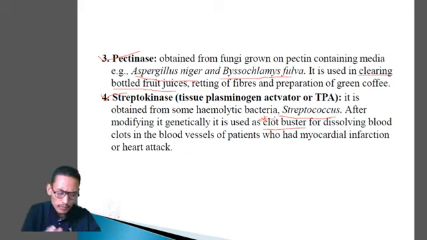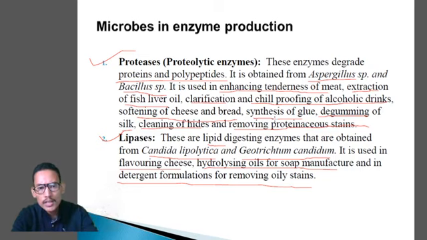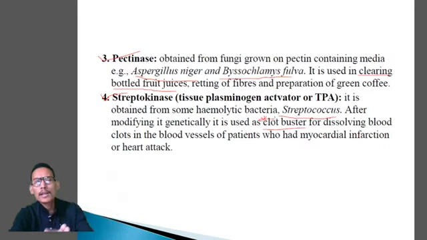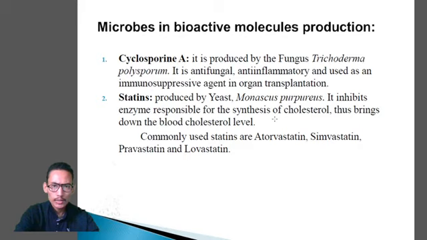There are different types of enzymes in your book. There are usually 8 enzymes, but you just need to go through 4 enzymes. And what are those 4 enzymes? Protease, lipase, pectinase, and streptokinase. No need to go through the rest of the enzymes. Clear? Now next one, role of microbes in the production of bioactive molecules.